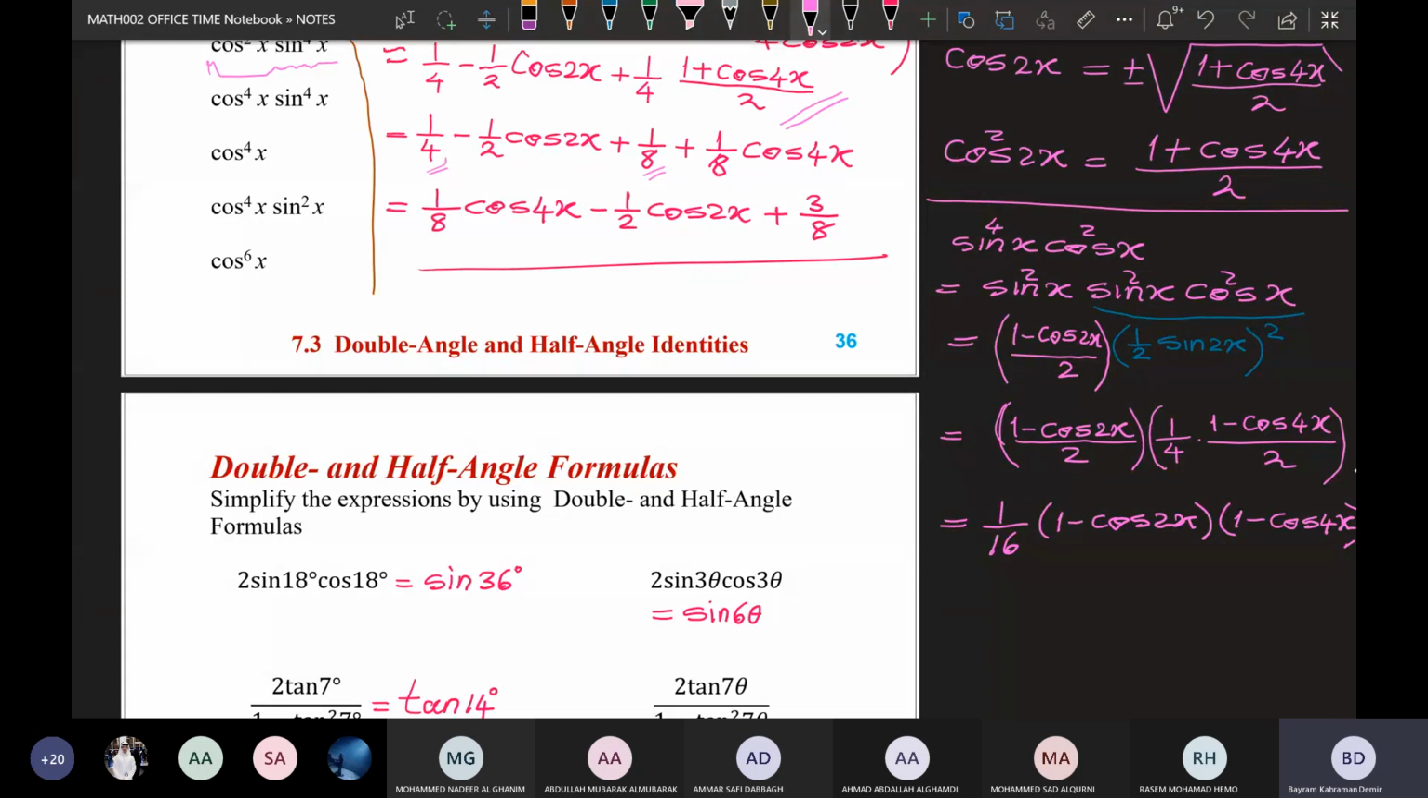So I recommend you just look at cosine 4x, cosine to the 4th power x, cosine to the power 6x, Shabab.